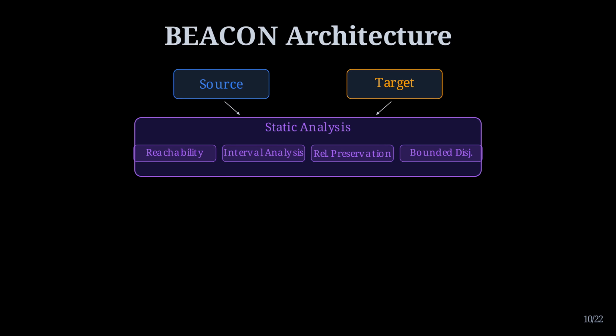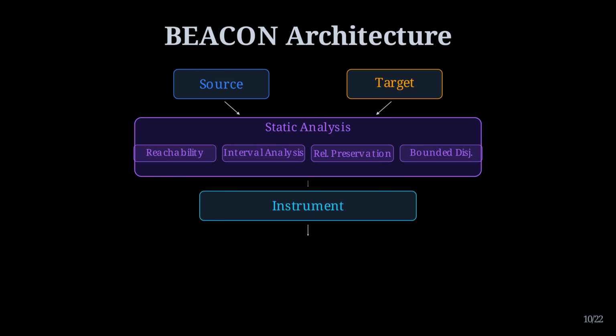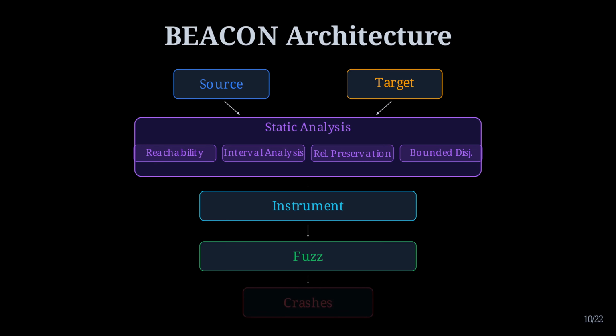The first phase is offline. Given the program source code and target location, a static analysis computes preconditions. This module performs reachability analysis on the interprocedural control flow graph, followed by a backward interval analysis with two precision optimizations that I'll cover in detail shortly: relationship preservation and bounded disjunction. The second phase takes these preconditions and compiles them into instrumentation. Assert statements are injected directly into LLVM bitcode alongside standard coverage instrumentation. The output is an instrumented binary that plugs into any fuzzing engine.